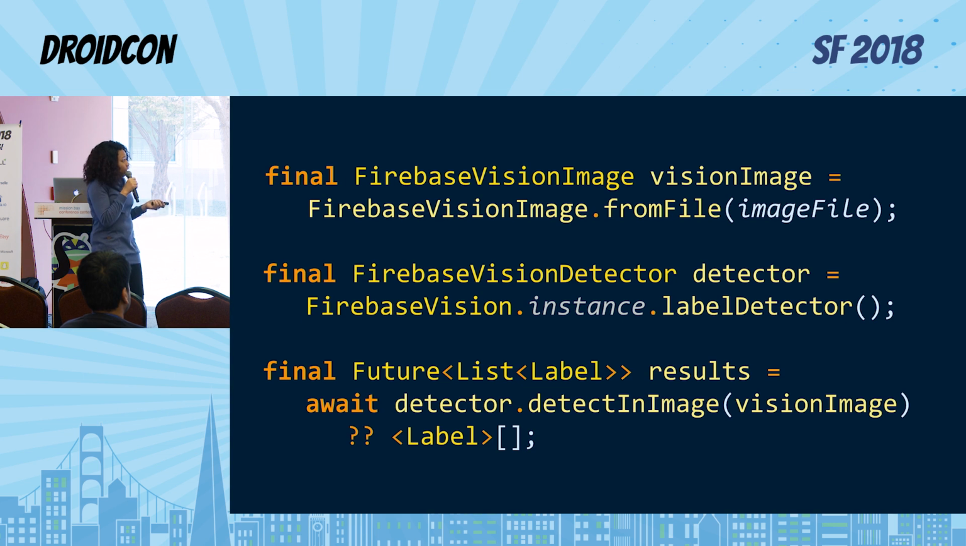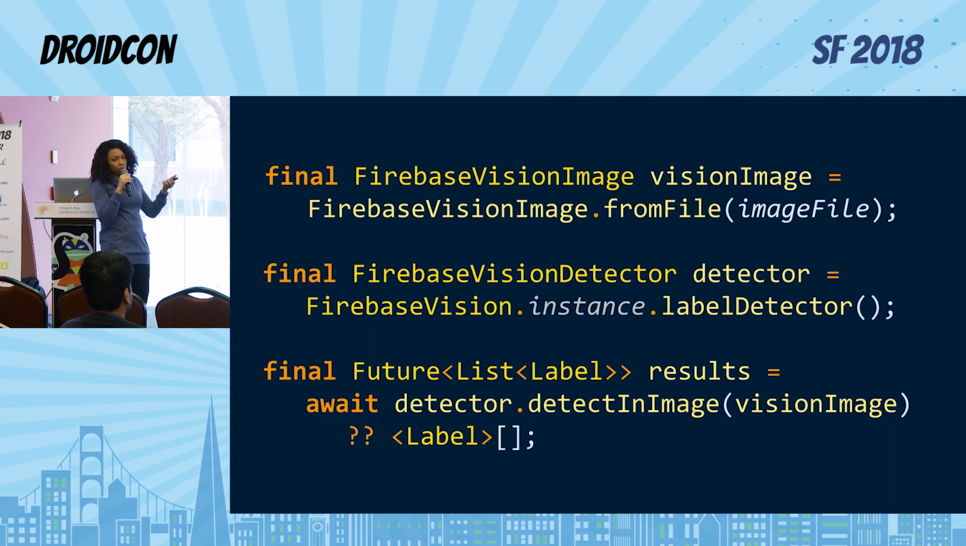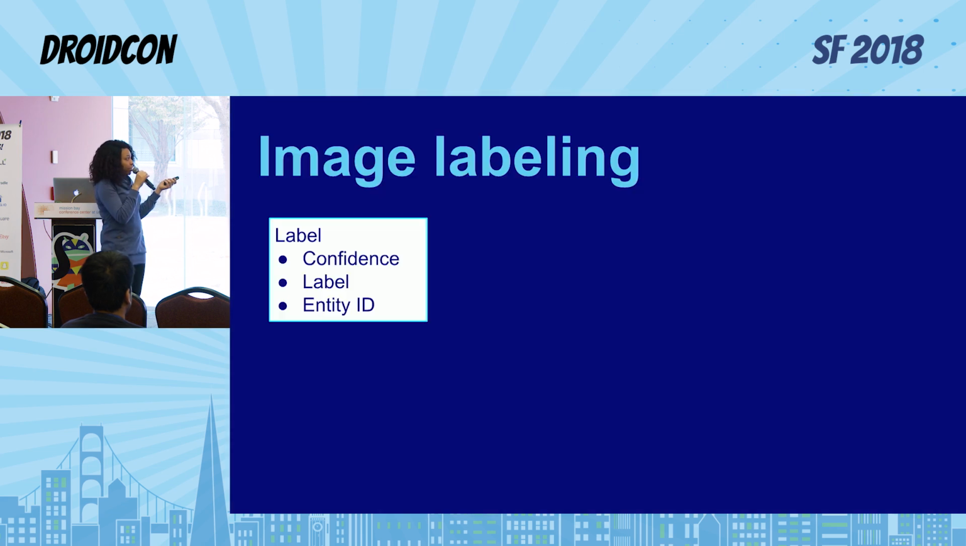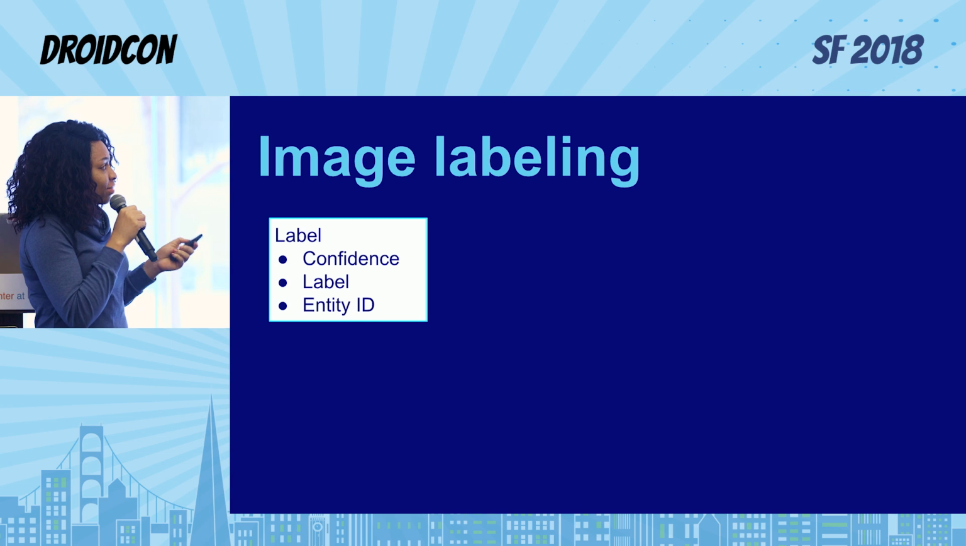So let's see what's in the label. When you have your list of labels, the content of that is going to be, like in the previous slide I showed, the confidence ratio and the label, the name of the label, which is in English. And then the entity ID is just the ID of the Google Graph Search API, I think. You probably won't need that, but I usually just use the confidence level and the label. And yeah, that's pretty much it for image labeling.